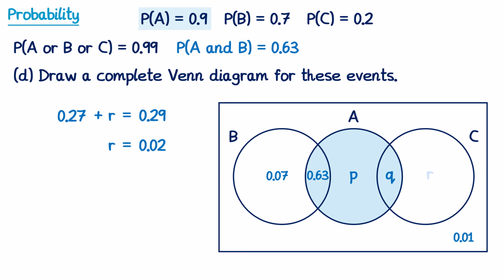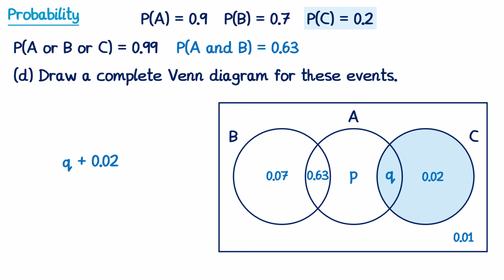Let's add this onto the diagram. Now if we return to this circle here, we can find Q. These two probabilities must add together to give 0.2 since that's the probability of C. So Q plus 0.02 equals 0.2. Subtracting 0.02 from both sides gives you Q equals 0.18. So we can add Q into our diagram.